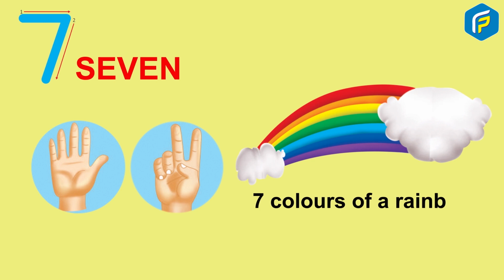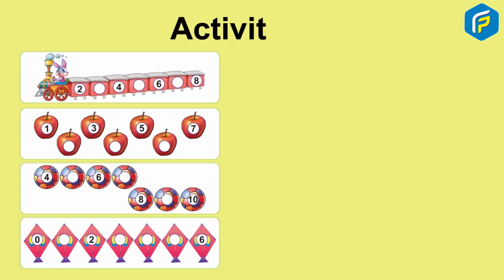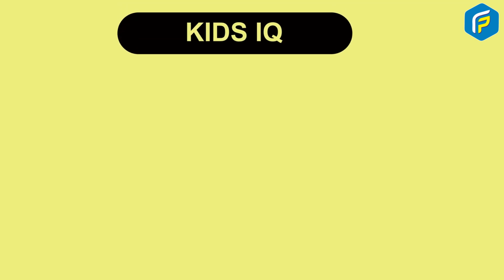7 colors of a rainbow. Trace and write the number 7. Activity. Fill in the number sequence in the blanks. Kids IQ. 1. Have you ever seen a kite?